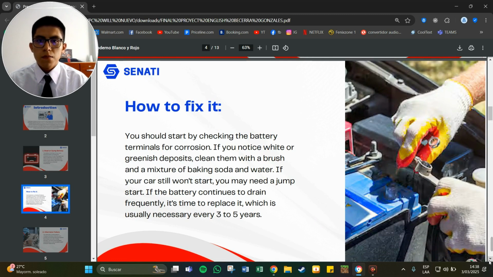How to fix this? You should start by checking the battery terminals for corrosion. If you notice white or greenish deposits, clean them with a brush and a mixture of baking soda and water. If your car still won't start, you may need a jump start. If the battery continues to drain frequently, it's time to replace it, which is usually necessary every 3 to 5 years.